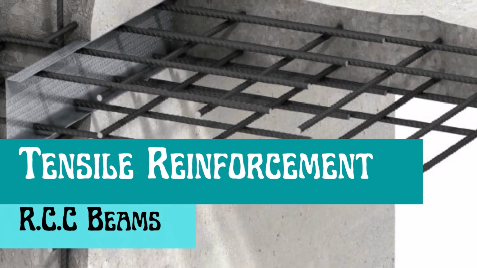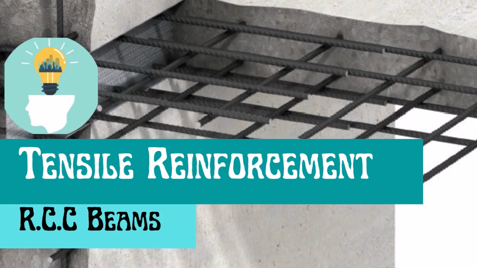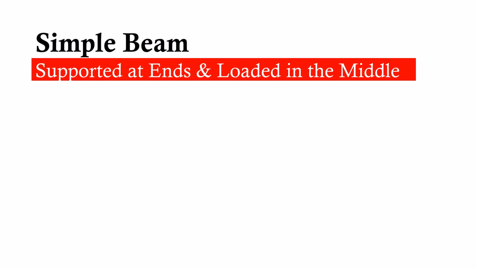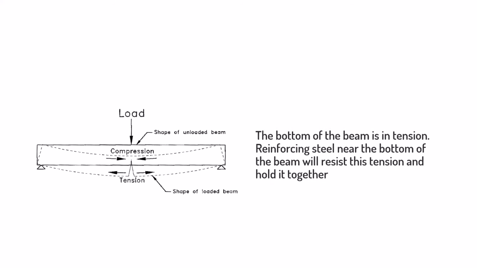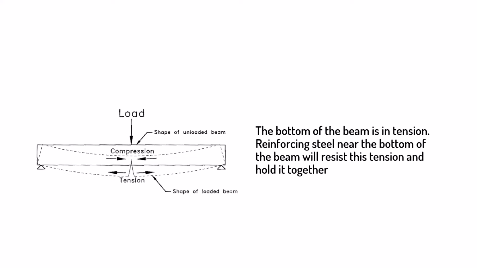So here is a quick video on what is happening in a simple concrete beam and an RCC concrete beam, and what is the role of reinforcement in concrete beams or in reinforced concrete structures. A simple beam loaded in the middle and supported at the ends, as shown in the figure, will tend to deflect or bend down in the middle, which causes tensile stress at the bottom of the beam and tends to pull the fibers apart at the bottom of the beam. That is, the bottom of the beam is in tension. Reinforcing steel near the bottom of the beam will resist this tension and hold it together.